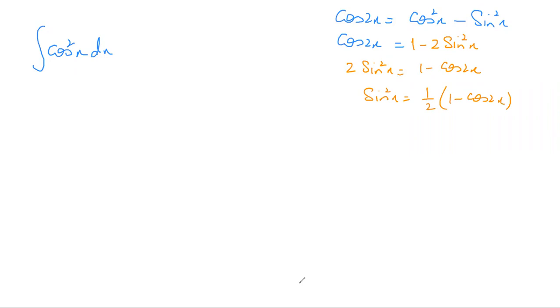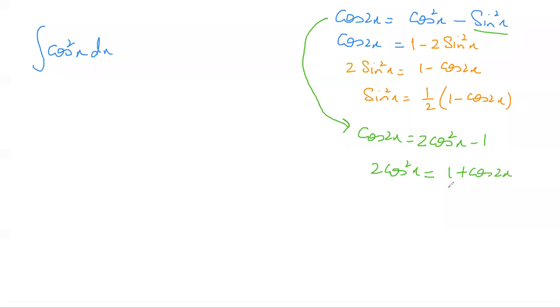Similarly, there is another form of this cos 2x. If I just write this again, now this cos 2x is going to be, if I change this sine square x this time with 1 minus cos square x, 2 cos square x minus 1. So this is going to be 2 cos square x is equal to 1 plus cos 2x. And then this cos square x is going to be 1 over 2 into 1 plus cos 2x.